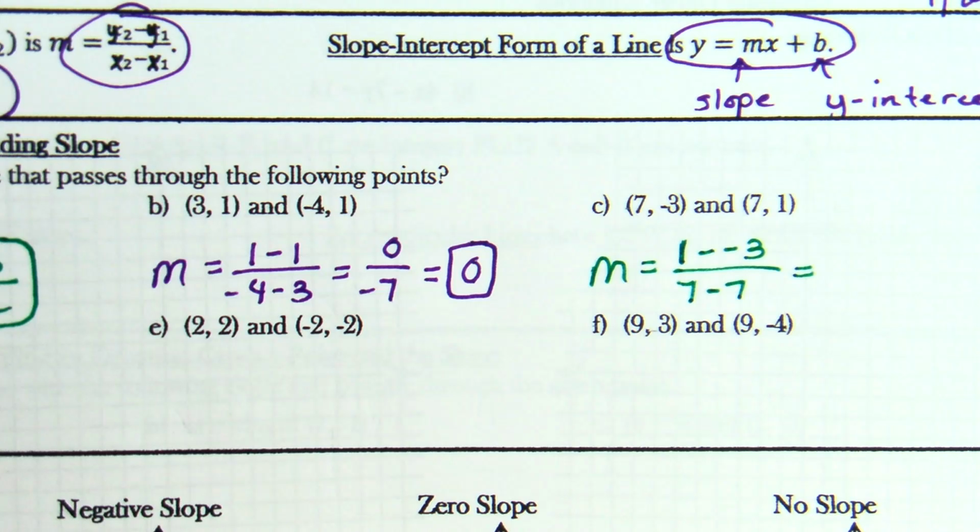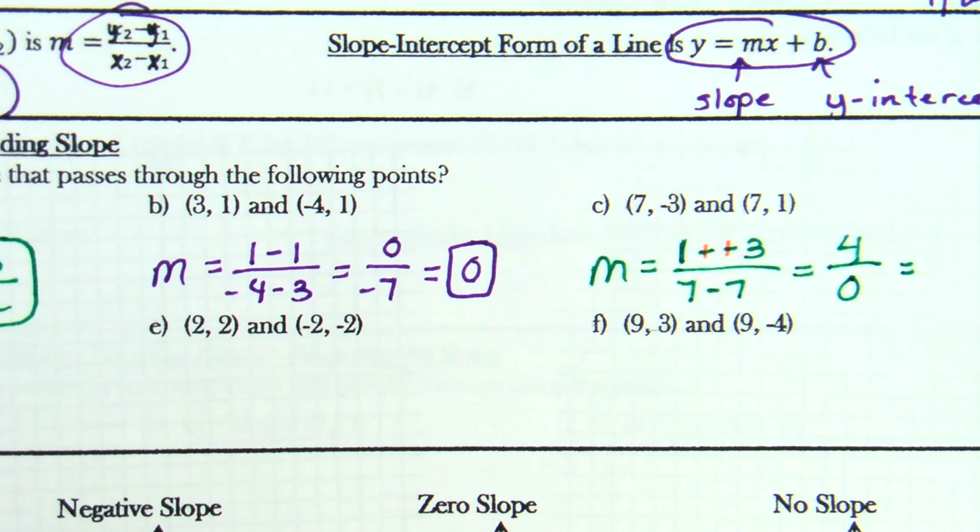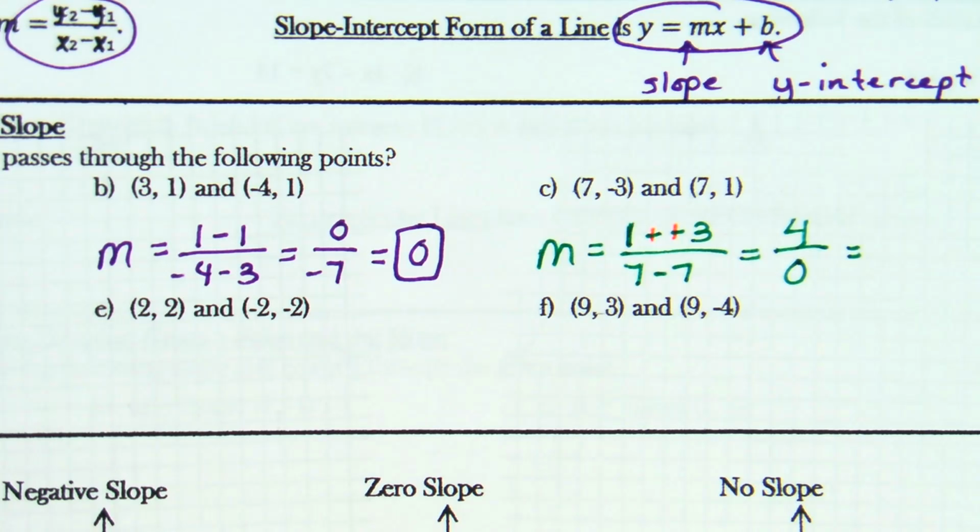4. Again, remember, I teach keep change positive, so minus negative is plus. What is 7 minus 7? 0. Okay. There's a 0 in my answer. You can't stop. I won't let you stop. Math Excel won't let you stop. What is 4 divided by 0?